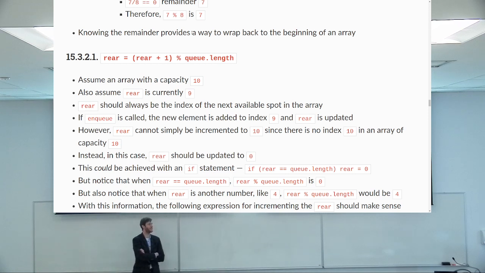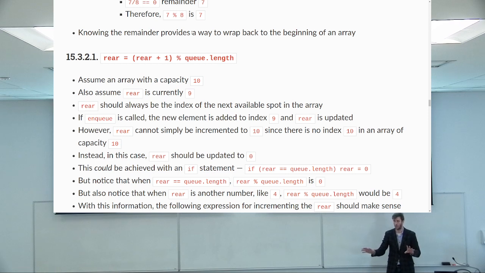Rear should always be, actually, I guess we have an issue here. Rear is 9. Rear should always be at the index of the next available spot in the array. So whenever I add something, it should go to index 9 here. If NQ is called, the new element is added to index 9, the rear. Nothing new is going on at this point. It's all fine.